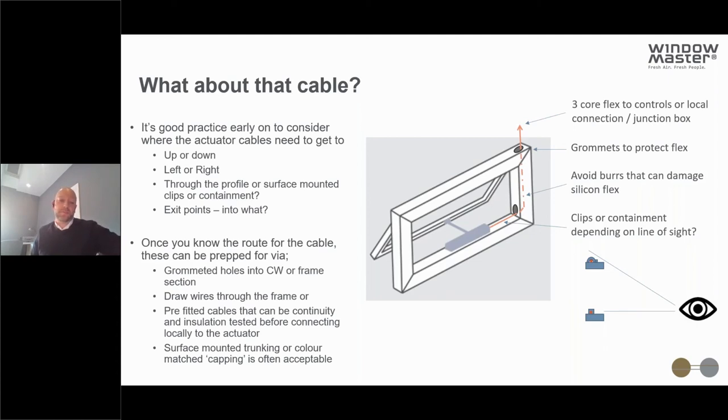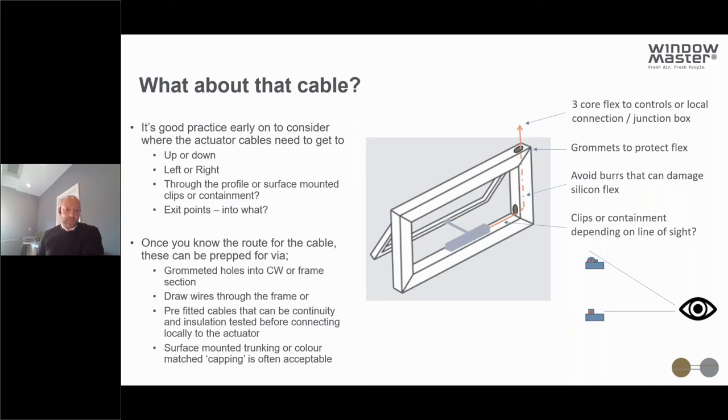of actuator flex pre-fitted. So we just need to work out, does that flex need to go up or down, left or right? Are we going for surface mounted arrangement, or are we looking to go through the profile? And where's the exit points, and where is that cable actually going to go onto from that exit point from the window system? So once you know the route of the cable, then you can start to plan how you get it from A to B.